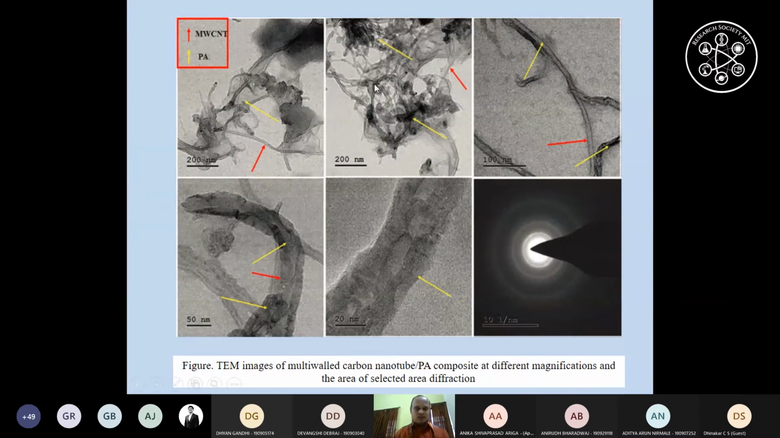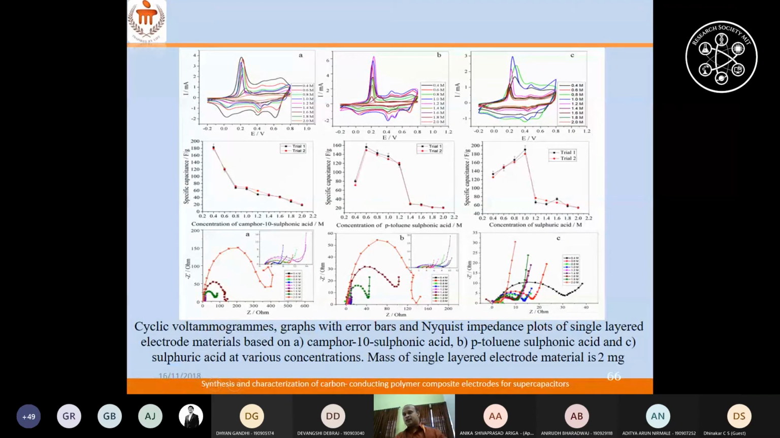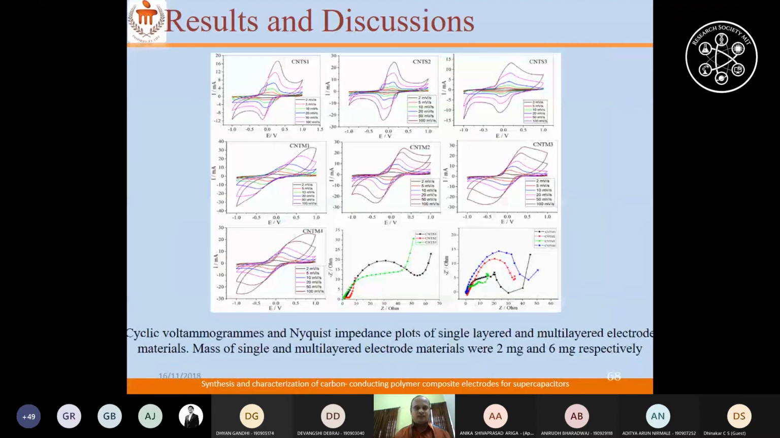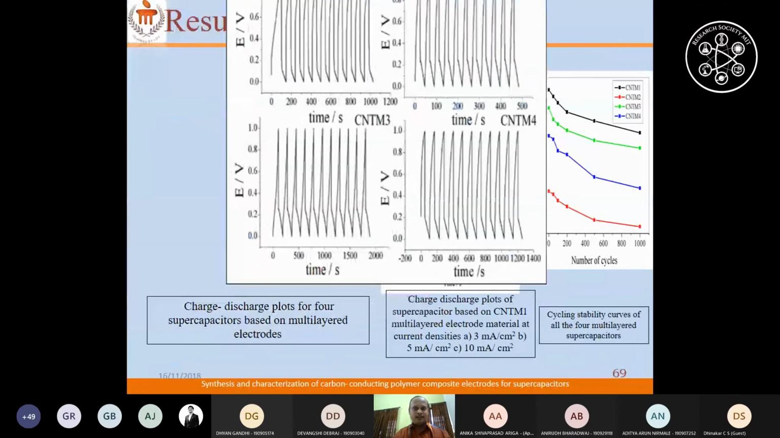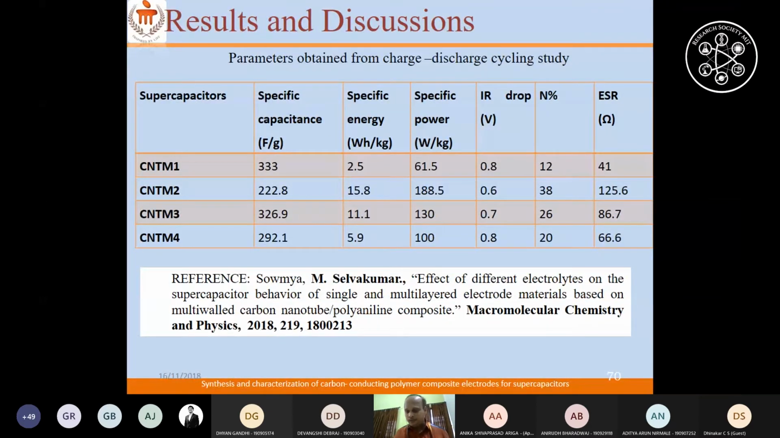Using that, you see the TEM image of multi-walled carbon nanotube and polyaniline composites, and we identify where the polyaniline is there, where the multi-walled carbon nanotube is there. Right? This is nothing but selected area diffraction. Using that you can find out the particle size. And cyclic voltammetry, AC impedance spectroscopy, and charge discharge, and the corresponding characteristics. This paper we have published in Macromolecular Chemistry and Physics.